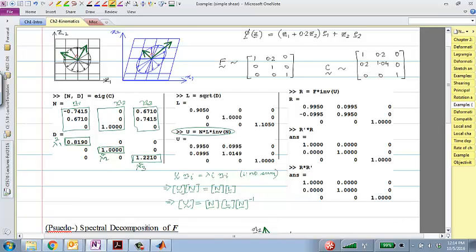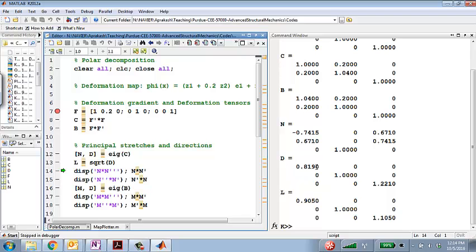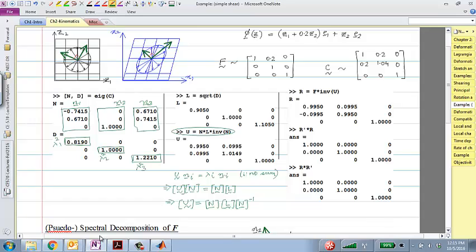So when I compute the actual stretches, which would be just the square root of the D, which is the eigenvalues, the square root of those diagonal entries is given by this. So these are nothing but lambda 1, lambda 2, and lambda 3.